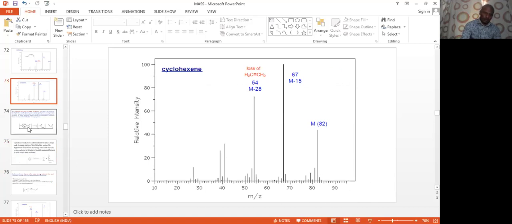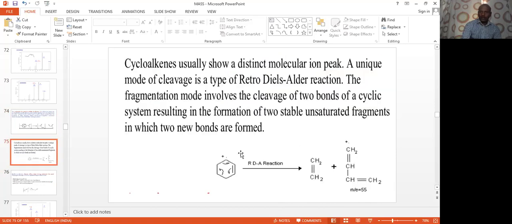Cyclohexene. So the m/z 55 peak also undergoes further cleavage, and we will get other prominent peaks.